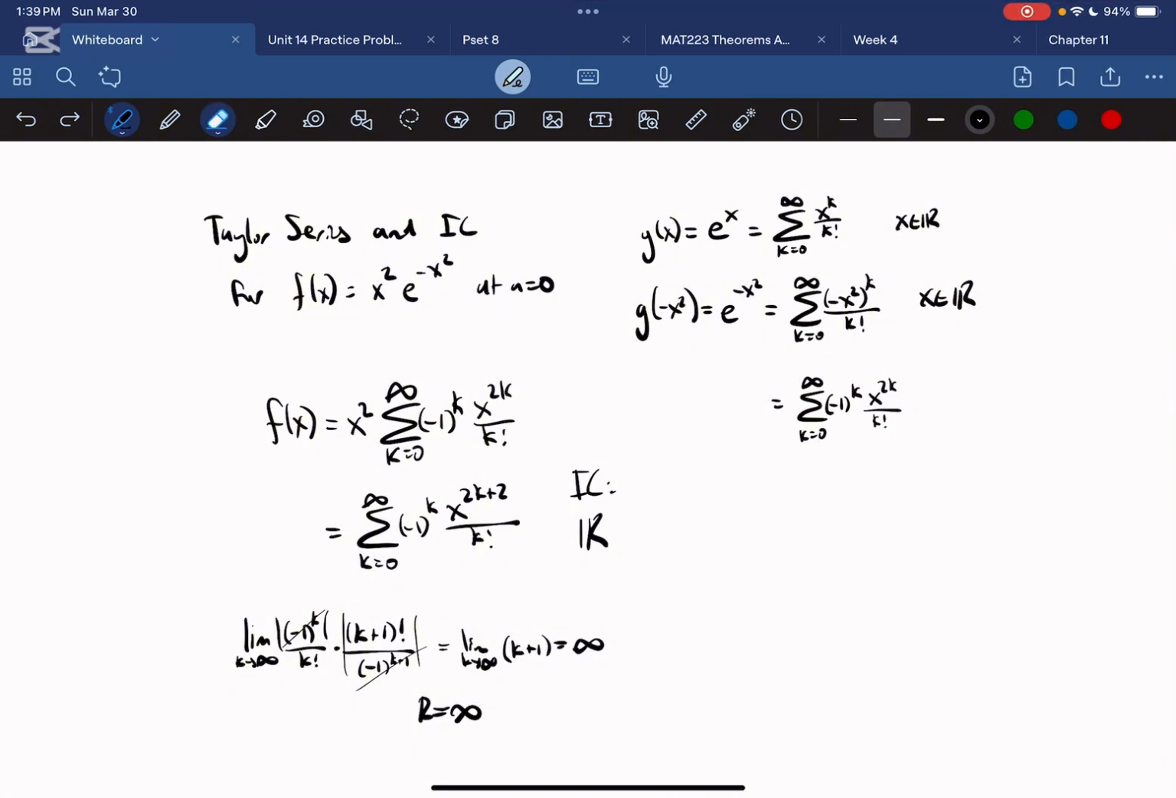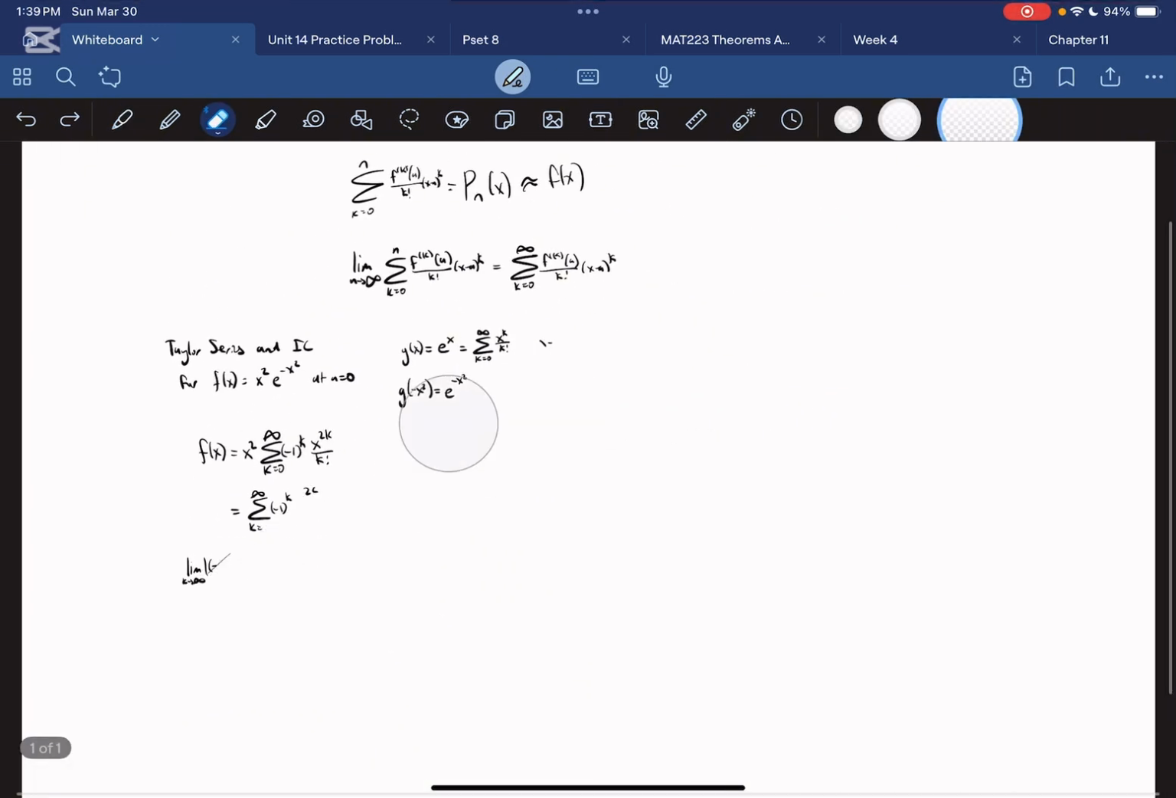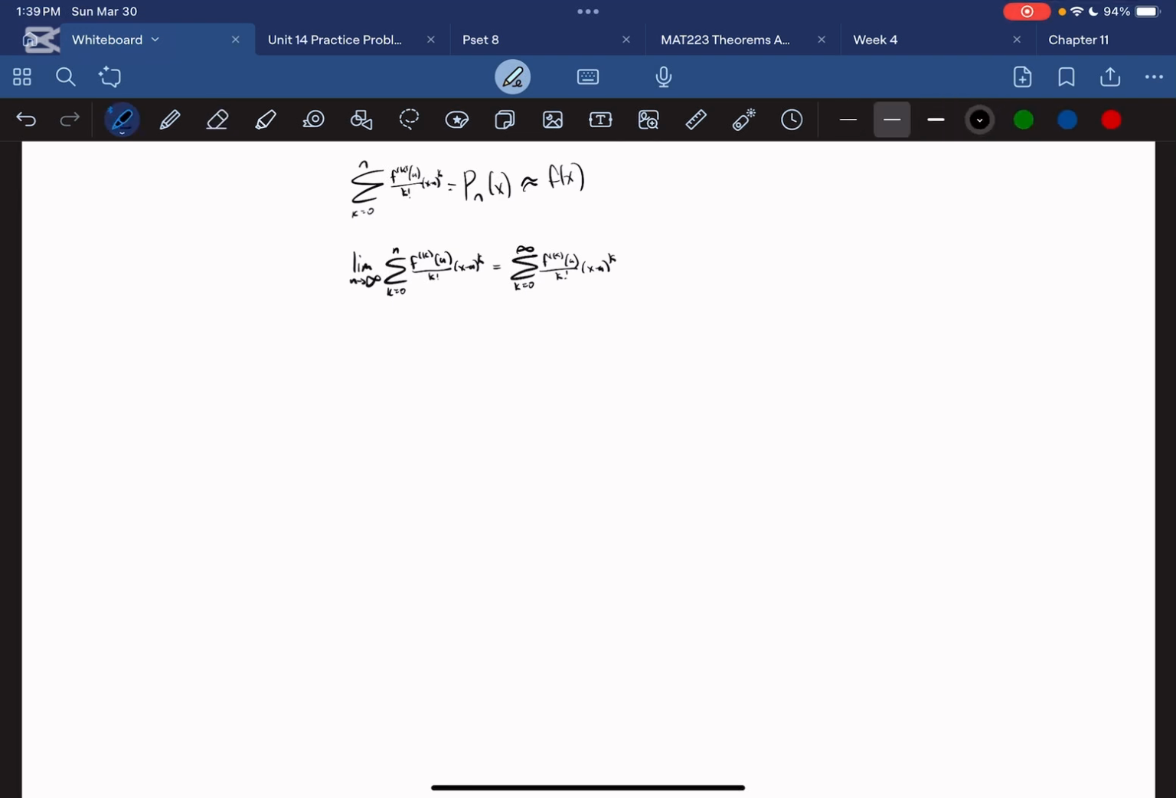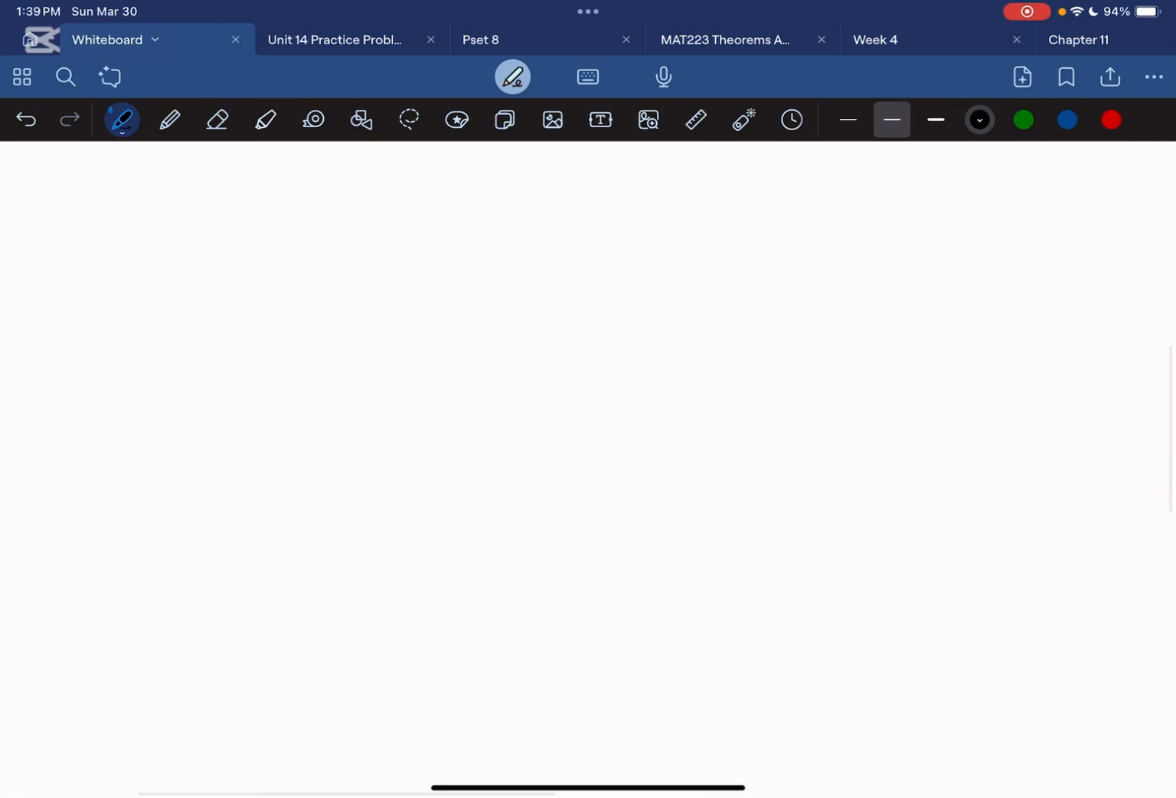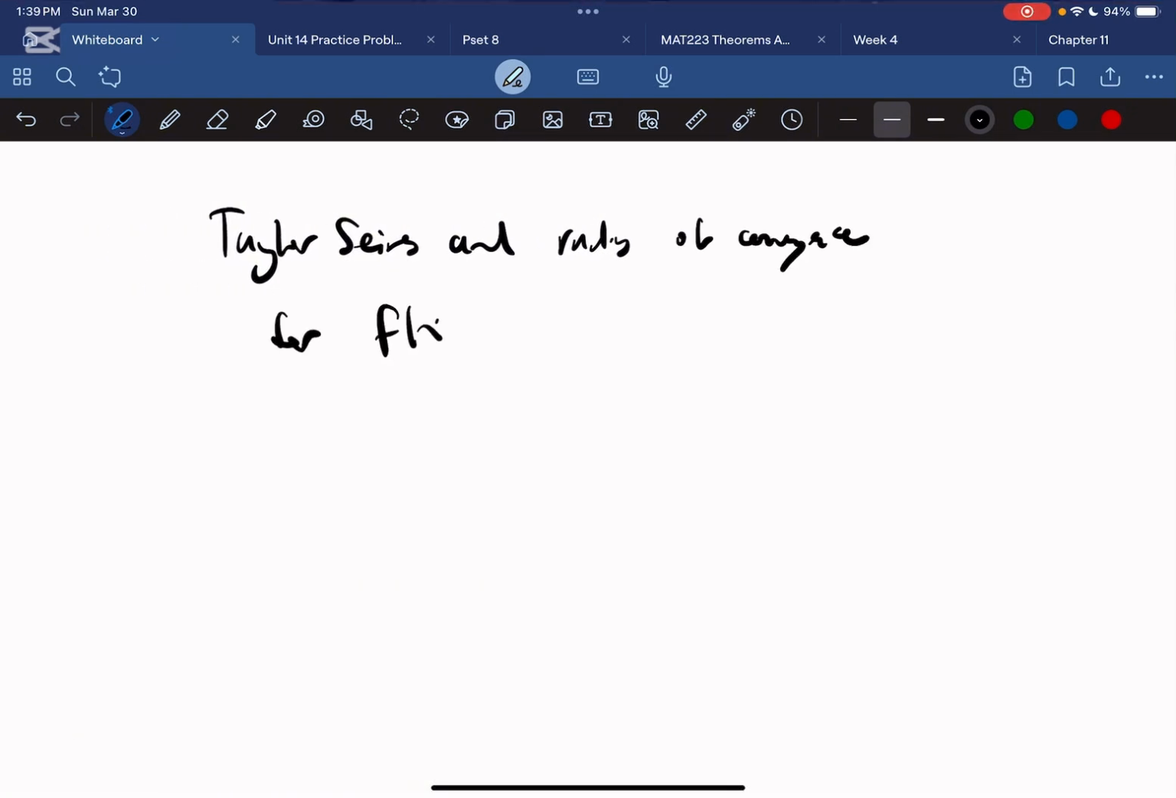Now for our second example, it's a bit more tricky. So I'll run you through the logic, or if you want to try on your own, that's also fine. Let's try to find the Taylor series and radius of convergence for f at x is equal to sin of x. This is the harder part, a is equal to pi over 4.